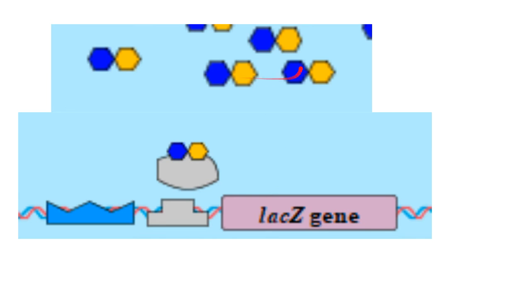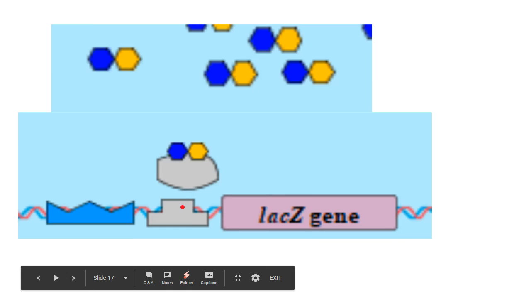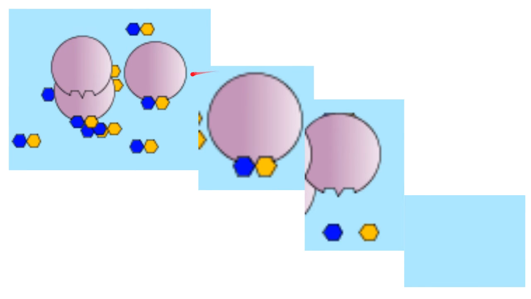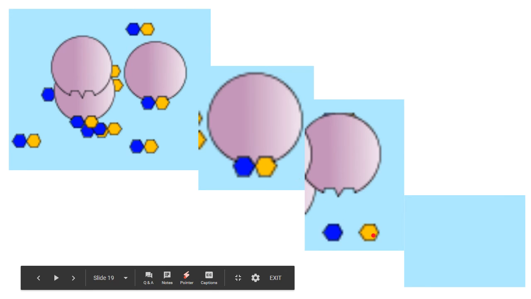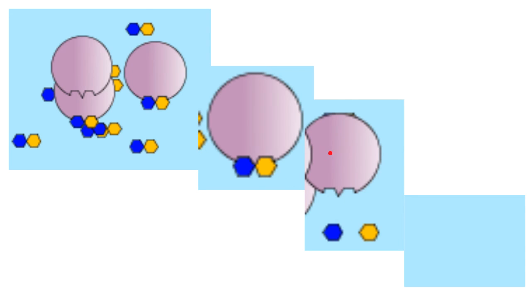But this is lactose. When lactose is present, it binds to the repressor, removes the repressor from the operator, and RNA polymerase can bind to the promoter and then go ahead and transcribe the messenger RNA. That messenger RNA can be translated into lactase. And what does lactase do? It binds to lactose and helps with the chemical reaction to make glucose and galactose. So the lactose is getting broken down when lactase is present.